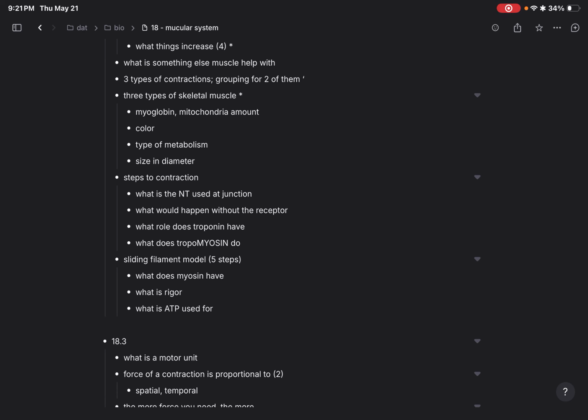So, steps to contraction. What is the neurotransmitter? You're going to have a neurotransmitter called acetylcholine. Acetylcholine is responsible for the action potential, and that'll cause the depolarization of the muscle fiber. The muscle fiber will then contract.